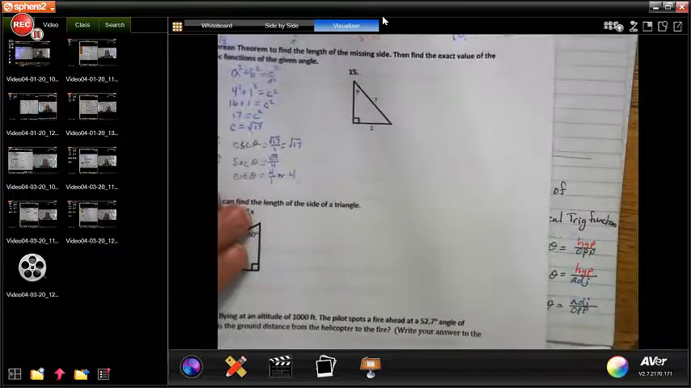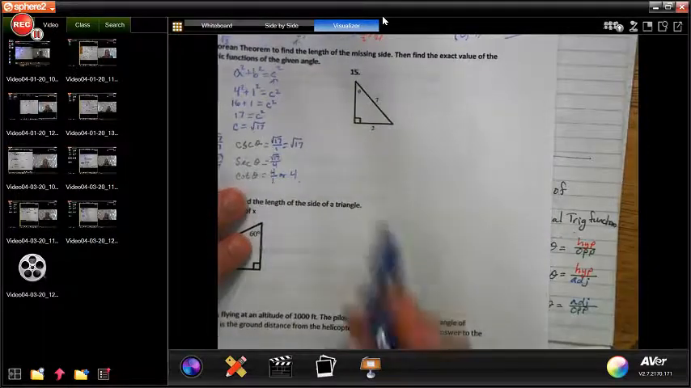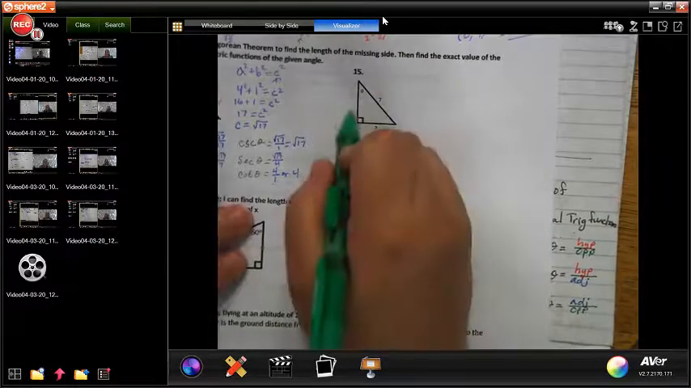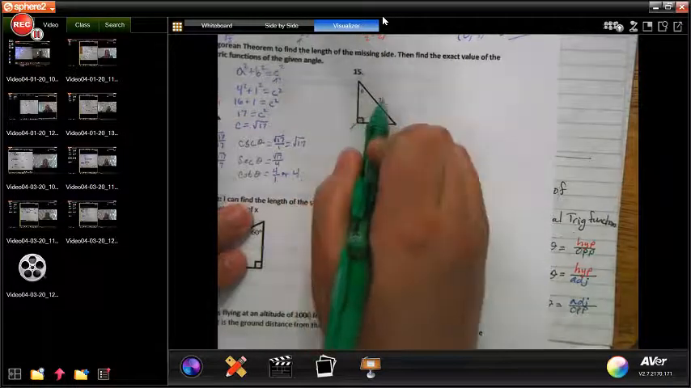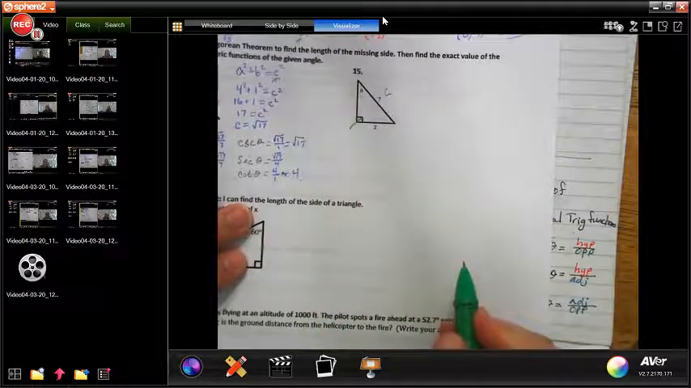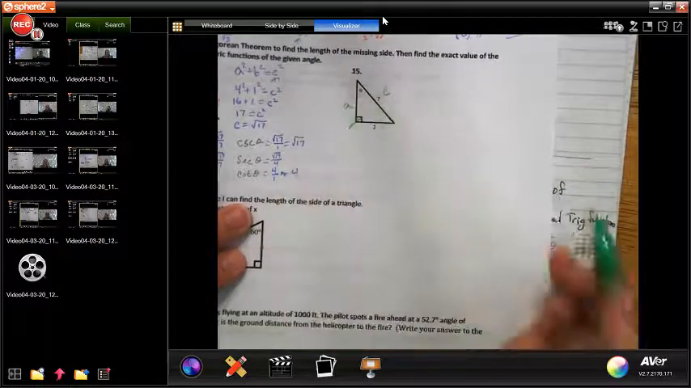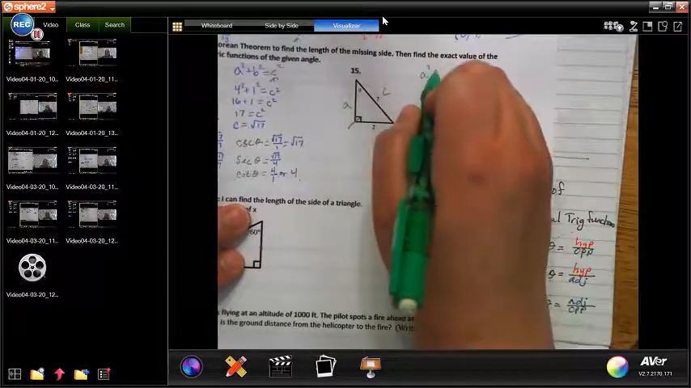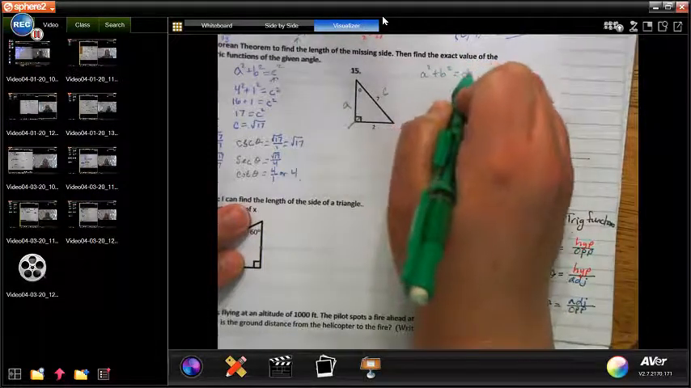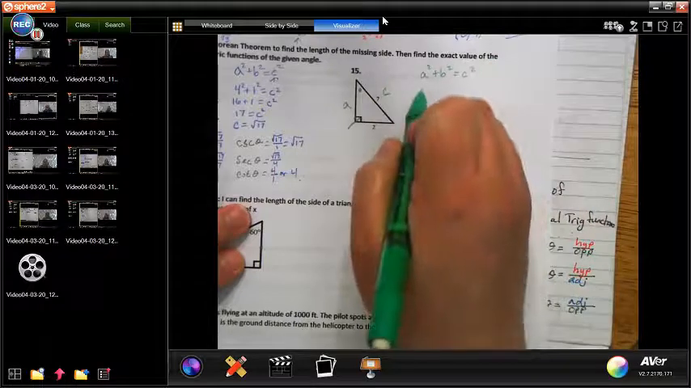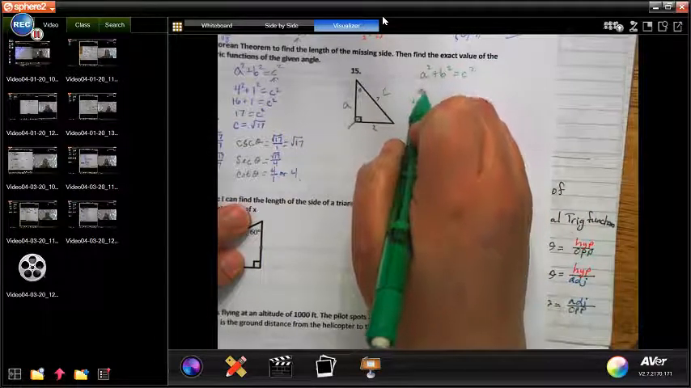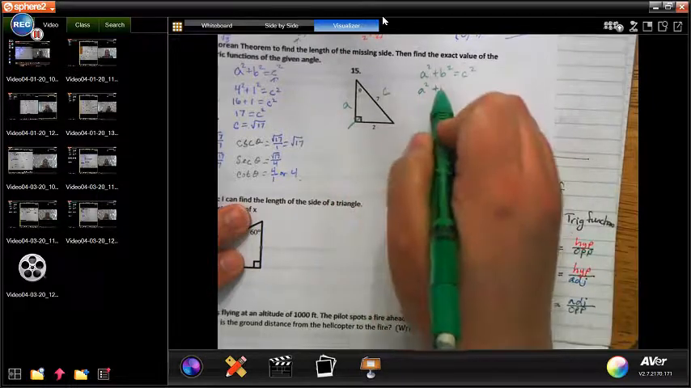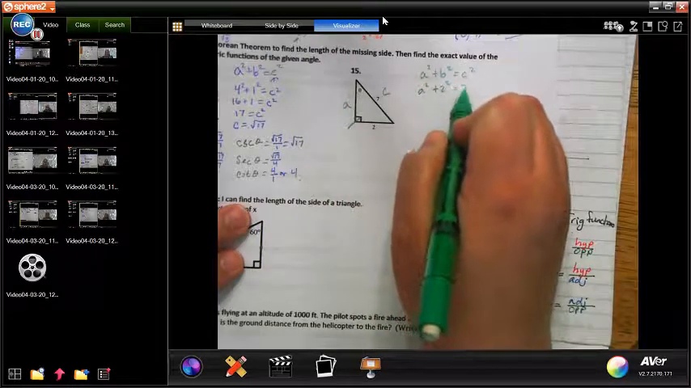Okay, number 15, doing the same thing, except this time, if you notice, the missing side is right here. The right angle points to the 7. This is your C, which means we'll call this A, and this one will be B. So if I do A squared plus B squared equals C squared, well, I'll keep A squared as A squared because that's my variable, plus 2 squared equals 7 squared.